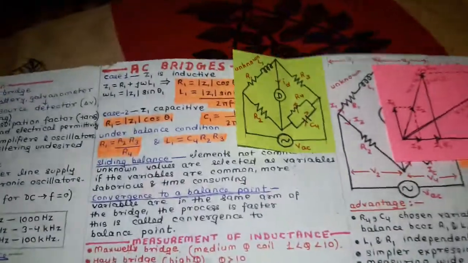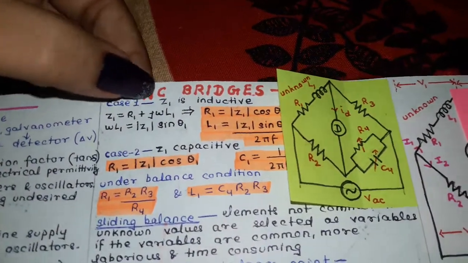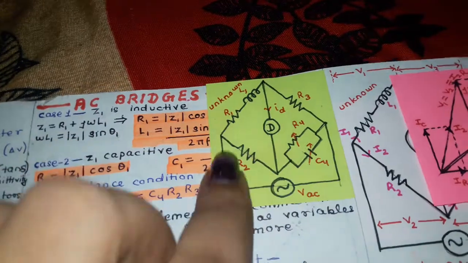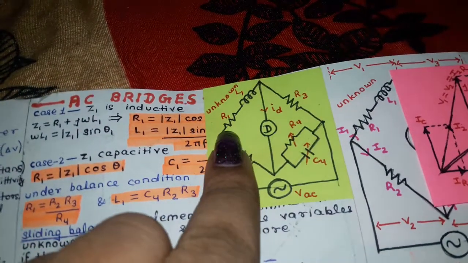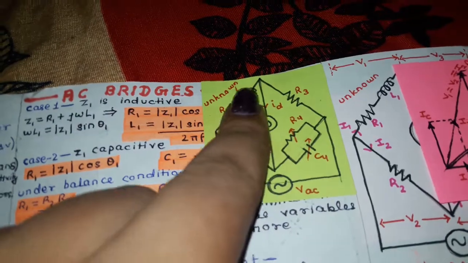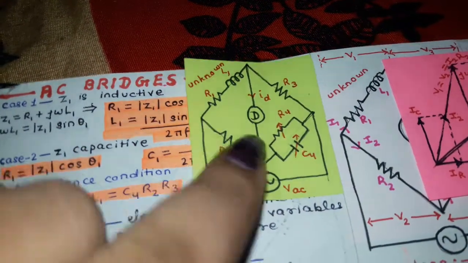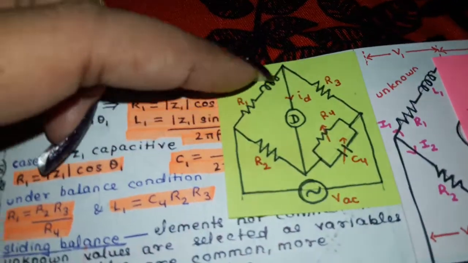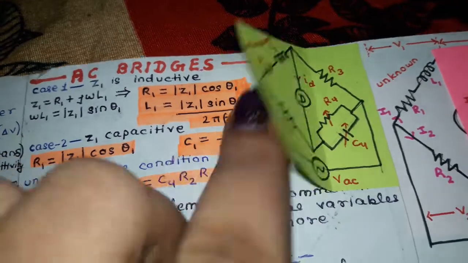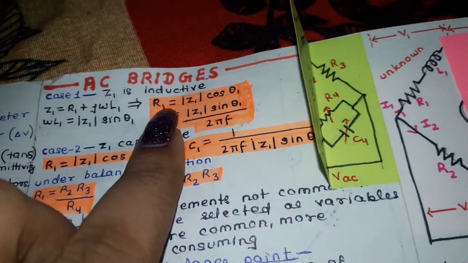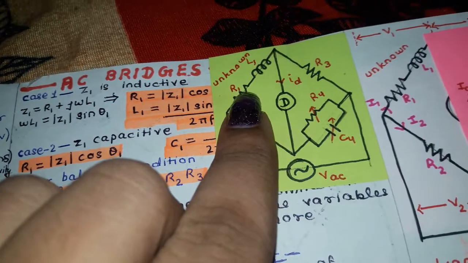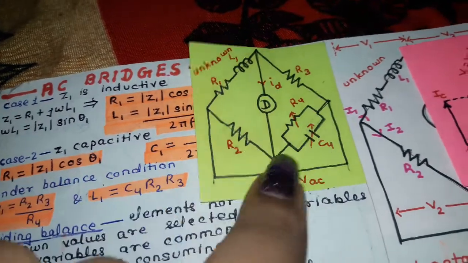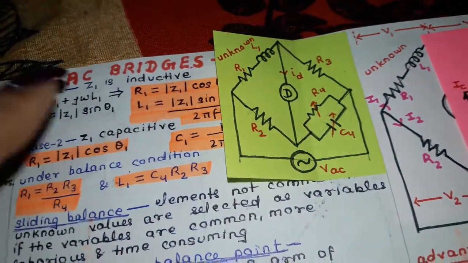Now we are moving on to case 1. In case your unknown impedance is inductive in nature, this is your bridge. This is your unknown R and L combination, this is your detector with the current passing through, and this is the bridge arrangement used for finding these two unknown elements. For finding R and L, these are the formulae. The unknown resistance R is given by this formula, and the unknown inductance L is given by this formula when you are using this particular bridge circuit for finding the unknown impedance.